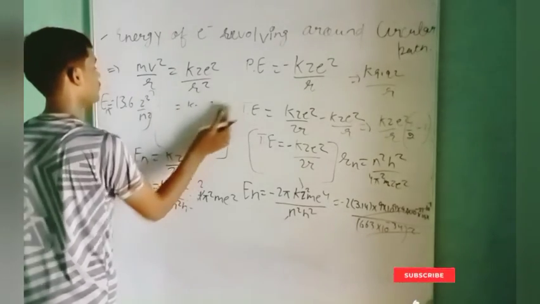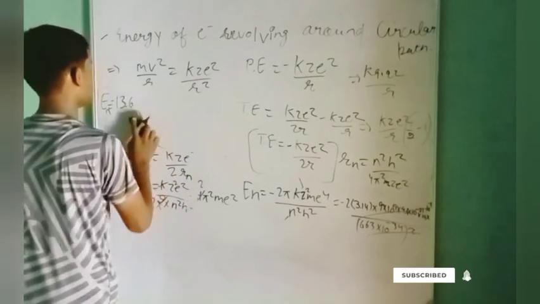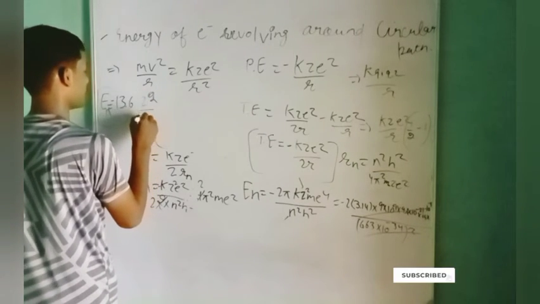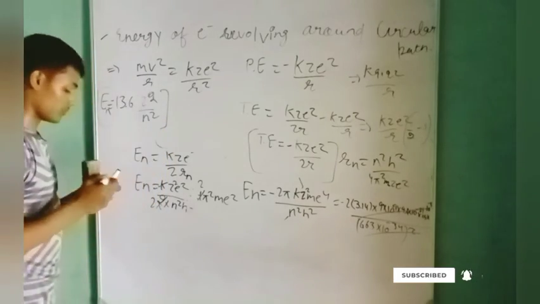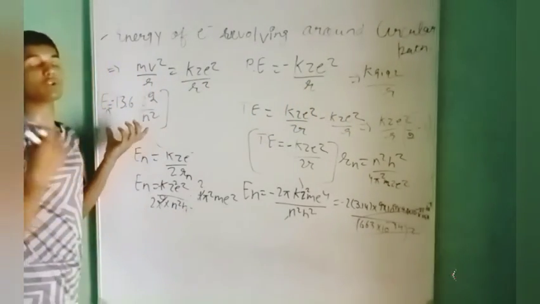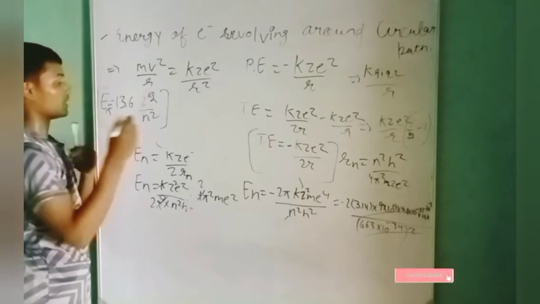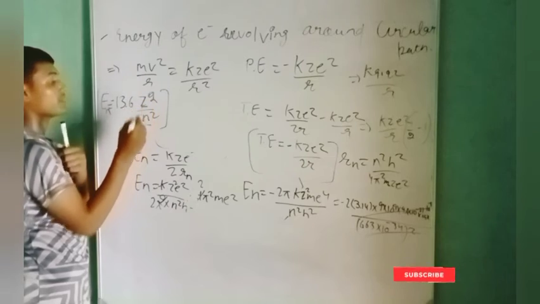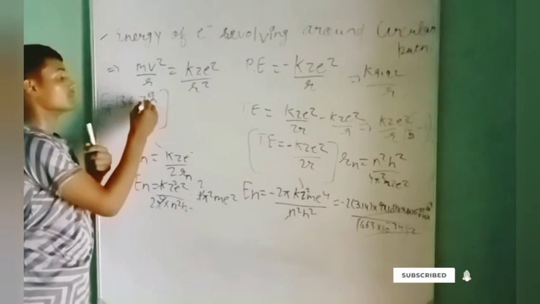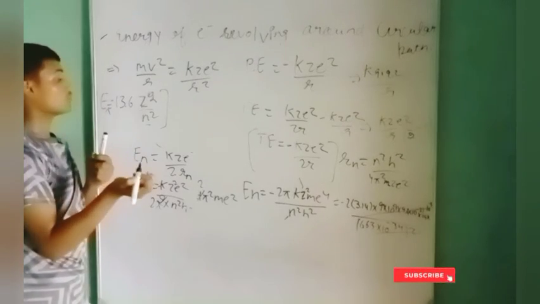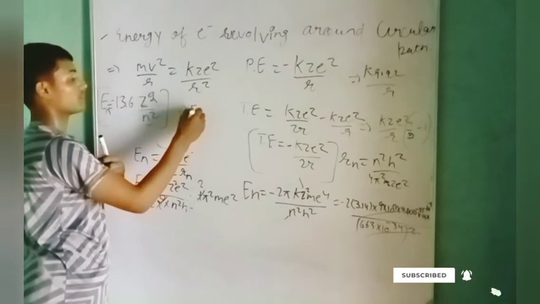So we have derived the formula of En. What is the formula for En? It is minus 13.6 Z square upon n square. Now if we have to find the energy of any electron for any atom, we have to put the number of the orbit and the atomic number here. If we have to find it for hydrogen in the first orbit, then E1 is equal to minus 13.6 electron volts.